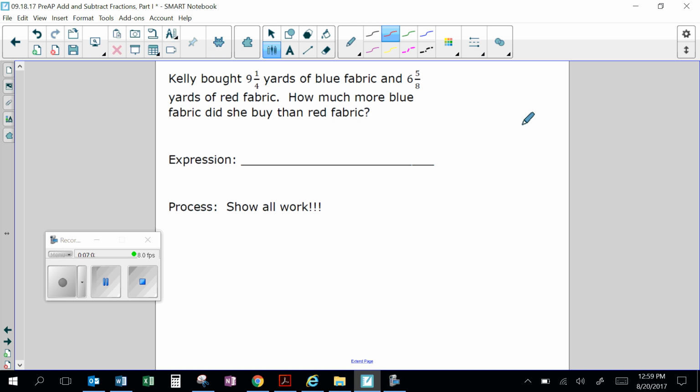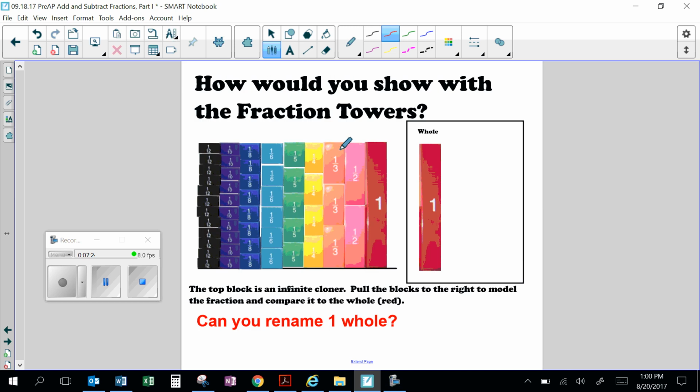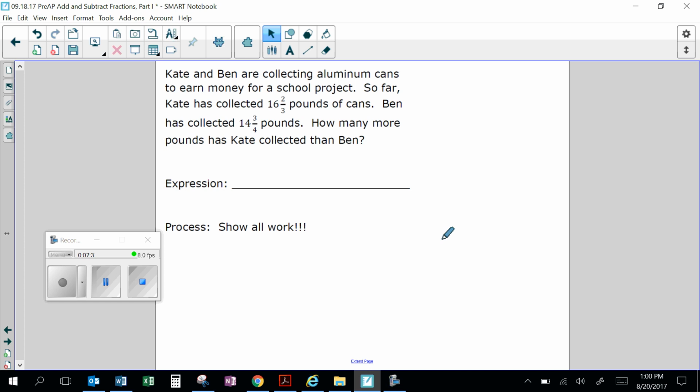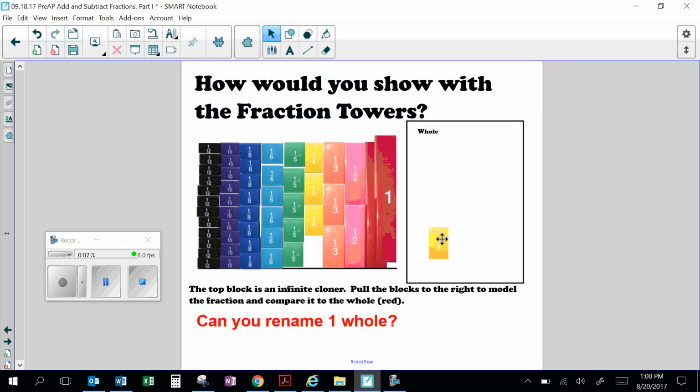Kelly bought 9 1/4 yards of blue fabric and 6 5/8 yards of red fabric. How much more blue fabric did she buy than red fabric? So how much more means I need to subtract. My expression will be subtraction. What do you notice about the denominators, 1/4 and 5/8? Can I rename 1/4?